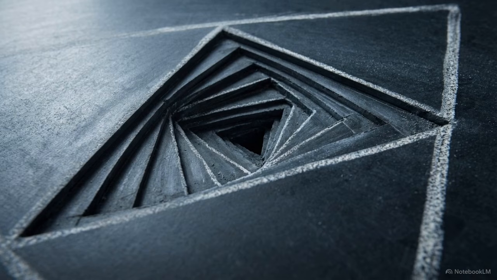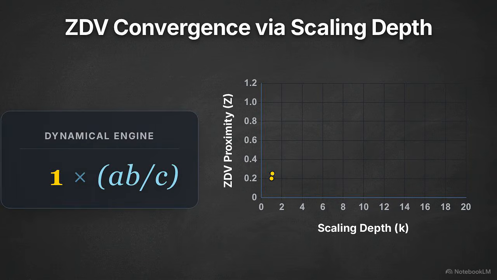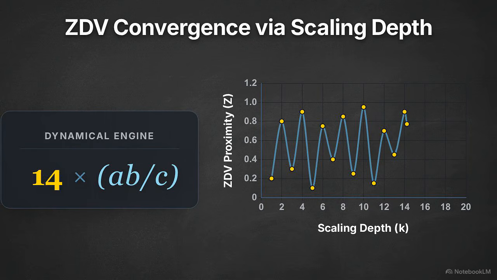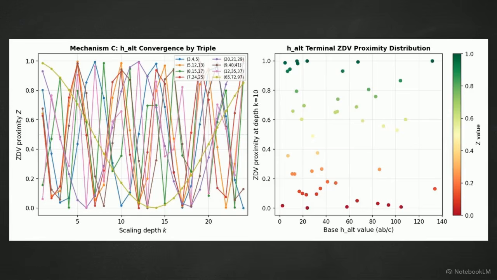of the H-alt mean. When we take the base H-alt mean of a primitive triple and multiply it by an integer scaling depth k, the resulting sequence of ZDV proximities forms a rigid dynamical system. This chart plots the ZDV proximity of the H-alt mean across 24 scaling depths, revealing 3 behavioral types. Type 1 climbs upward to lock where z approaches 1. Type 2 crashes downward toward 0. Type 3 refuses to converge, endlessly oscillating.